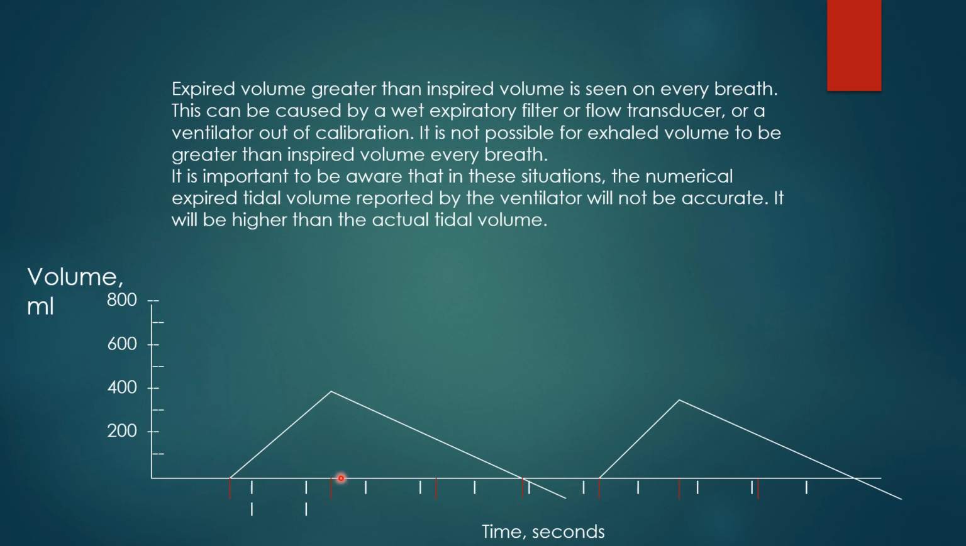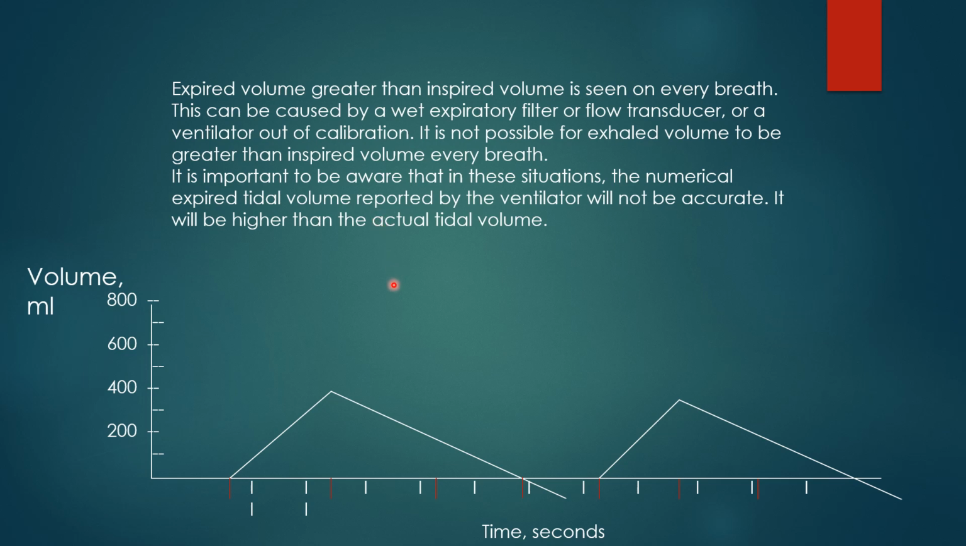What is happening when you see this waveform is that there's a problem with the ventilator. It's not accurately measuring. And it's almost always the expiratory side of the ventilator. The expiratory side of the ventilator is moist air, and things like a wet expiratory filter or flow transducer can cause this. Also, the ventilator may not be calibrated properly or may have drifted out of calibration.